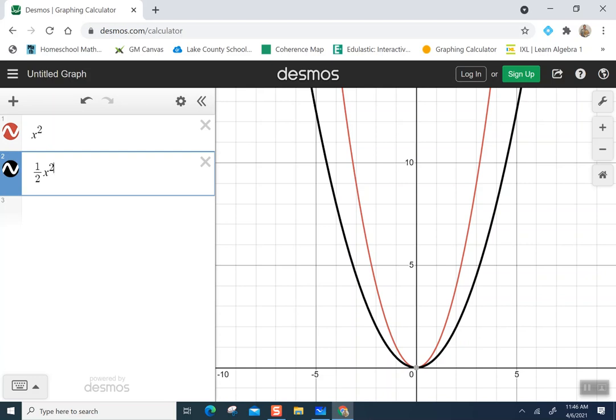And notice what happened. It's no longer stretching together closer. Now it's pulling apart. Okay, it looks like it's pushing away from each other. So let's make the fraction a little bit more interesting.